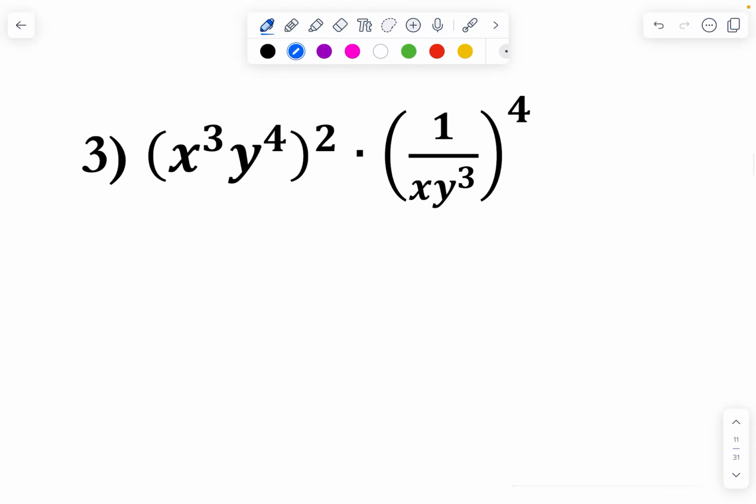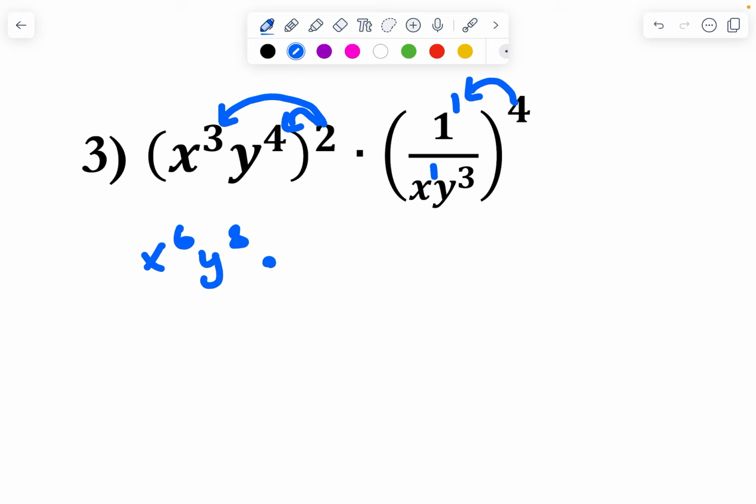Last but not least, this problem here. All right, remember, we have to pull things out of this parentheses before we can start doing stuff with them. And the only way of doing so is just to apply our exponent. So I'm going to put 1 on everything that's missing an exponent, and now I'm going to apply it. So x to the 3 times 2, well, that's x to the 6th. And y to the 4 times 2, that's y to the 8th. And that's all being multiplied by 1 to the power of 1 times 4, which is 1 to the 4th. And then that's being divided by x to the power of 1 times 4, which is x to the 4, and y to the power of 3 times 4, which is y to the 12th.